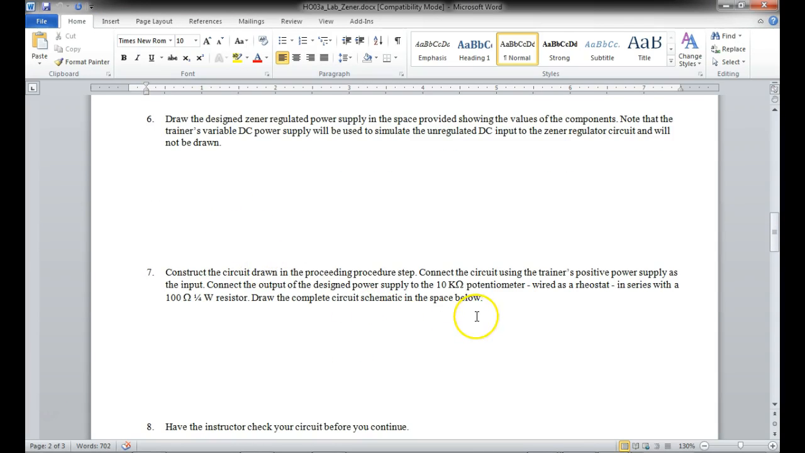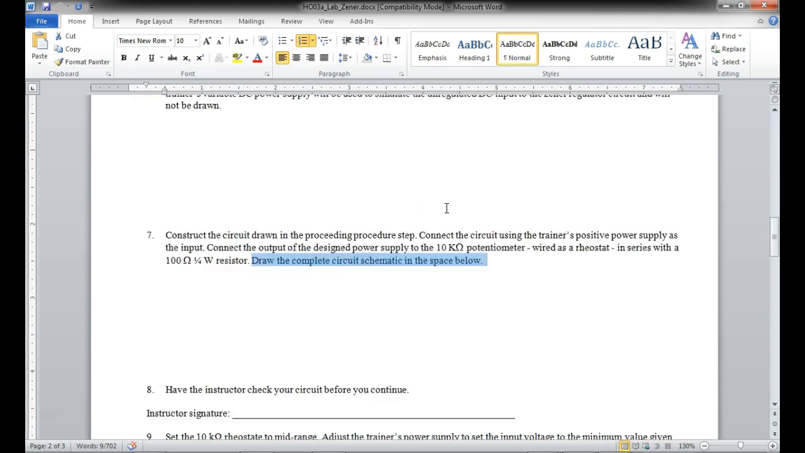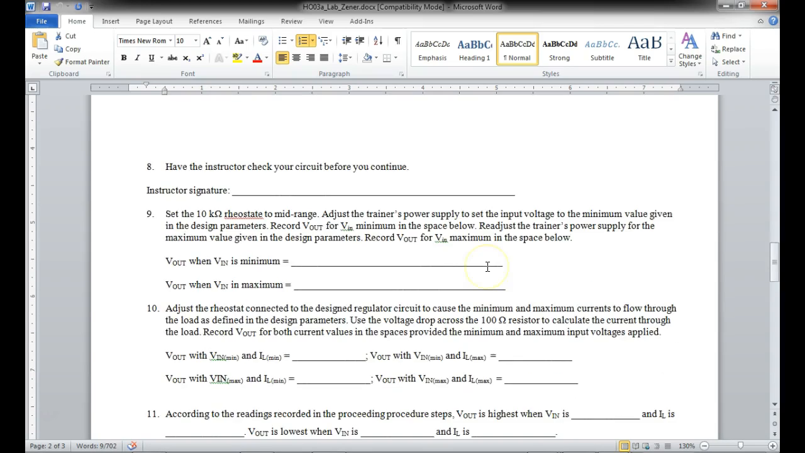Construct the circuit in the connected circuit. So this is going to be your basic circuit. Construct the circuit in the preceding steps. Connect the circuit using the trainer's positive power supply as an input. Connect to the output, designed to a 1K ohm resistor wired as a rheostat in series with a 100 ohm quarter watt. Then you'll draw the complete schematic here. That makes sense? Okay. And then I'll check your work.